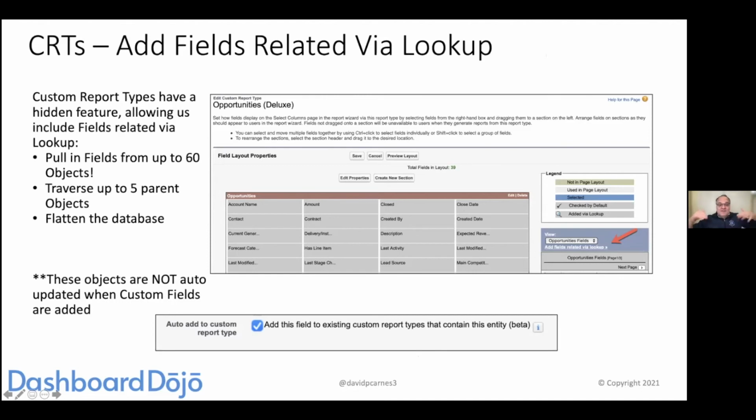You can add fields from up to 60 parent objects, and you can go up to 5 hierarchy levels. This essentially allows you to pick and choose and pull things down into this report type. Where this is super, super powerful is something like orders or assets, and you want to report on assets.